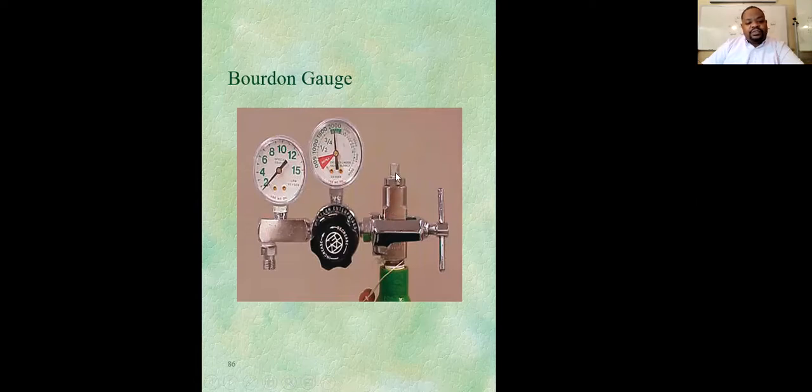When you turn the actual cylinder on, it's going to read a pressure. Look at this. It's right around 2200. The green is considered full. This one over here is the flow meter, right? I will turn this knob here and it will control my 2 liters, 3 liters, 4 liters, 5 liters, 6 liters, whatever I've got them on, right? This controls the flow, and this is the pressure, right?